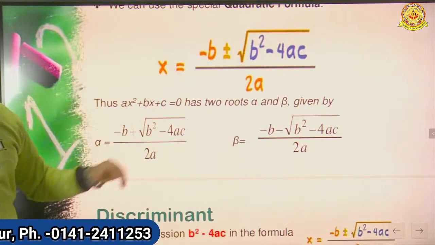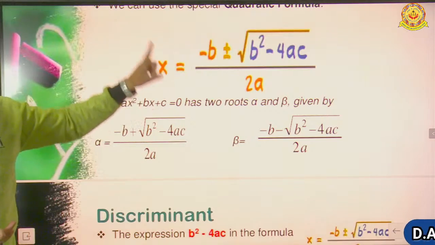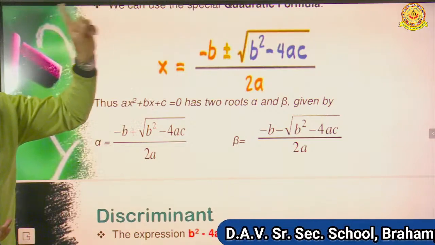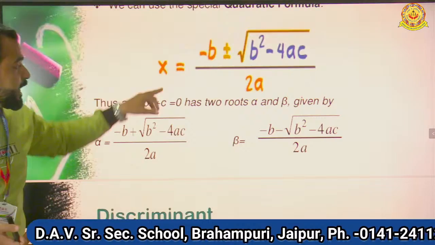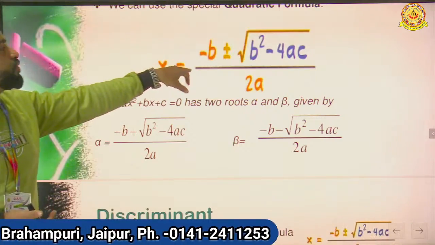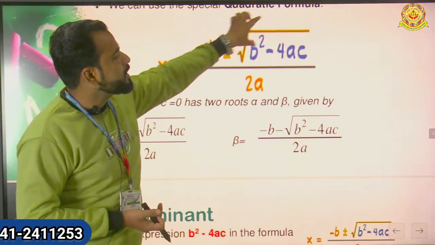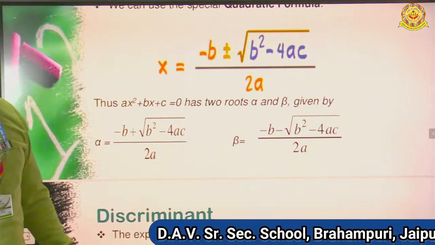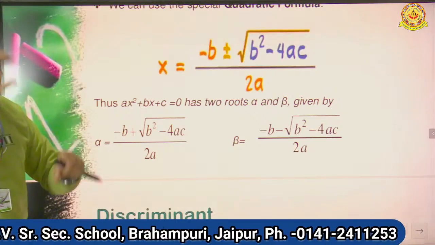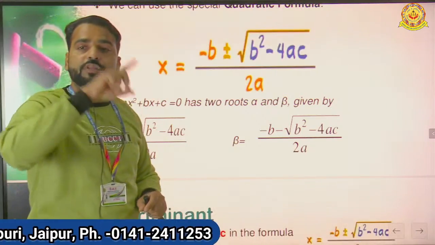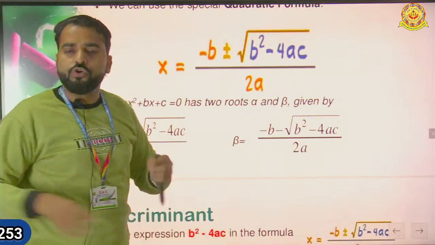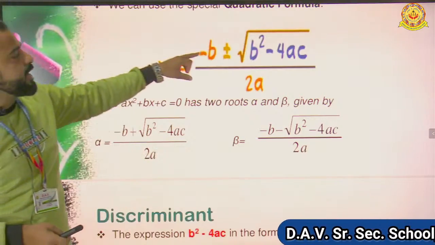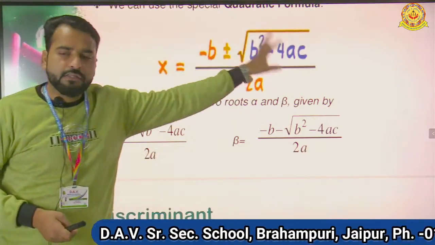X is equals to, what is x? X is same, ax square plus bx plus c. So that x is this. X is equals to minus b plus minus under root b square minus 4ac upon 2a. We already know how to find a, b, c by making comparison with the equation ax square plus bx plus c is equals to 0. So by comparison we can find out the a value, b value and c value.